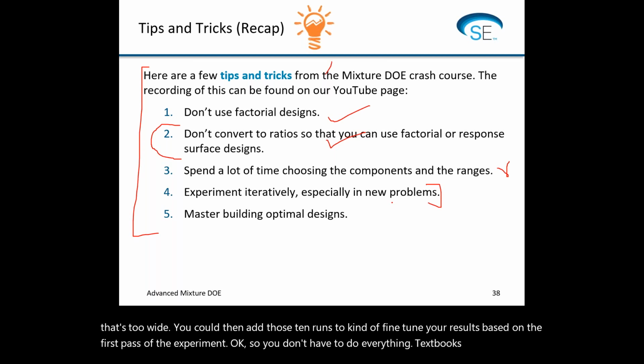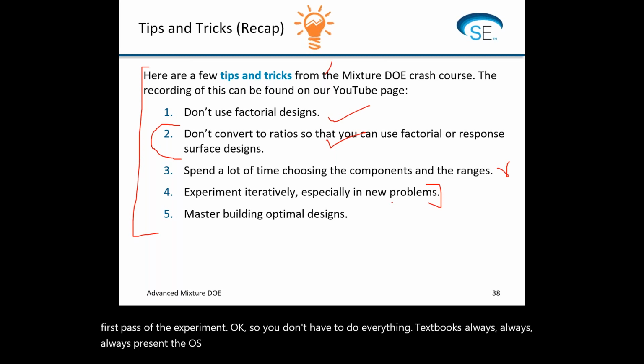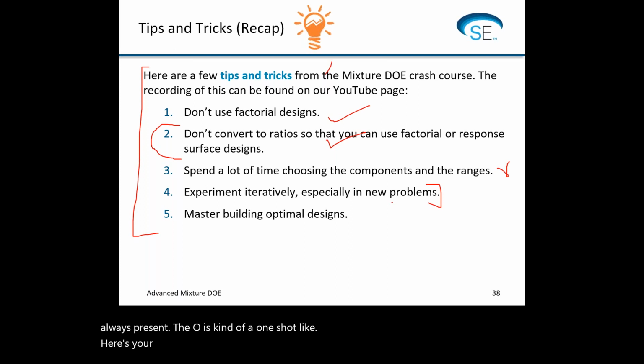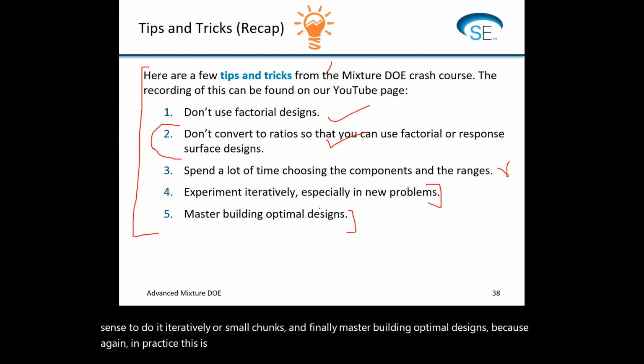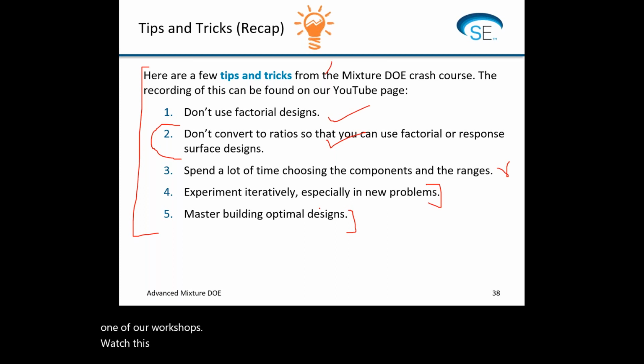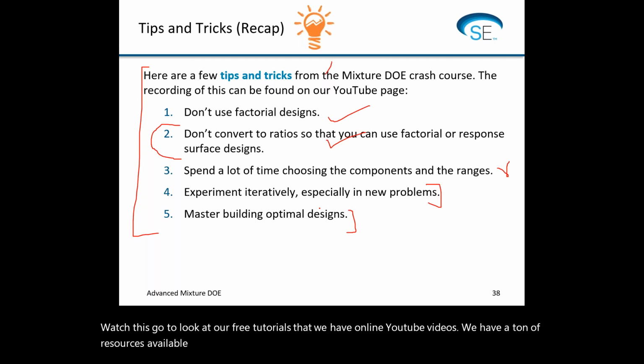Textbooks always present DOE as kind of a one-shot: here's your experiment, do the experiment, you're done. Okay, but sometimes it makes sense to do it iteratively or in small chunks. And finally, master building optimal designs, because again, in practice, this is probably what you're going to be using all the time. So consider taking one of our workshops, watch this, go look at our free tutorials that we have online, YouTube videos. We have a ton of resources available, case studies and so on, that should hopefully get you started.